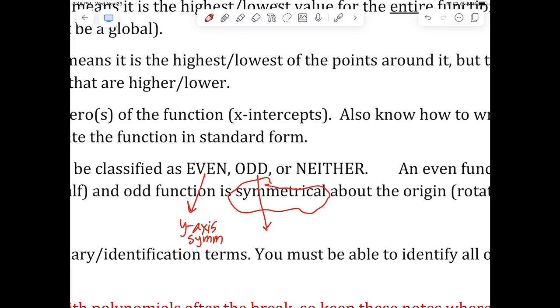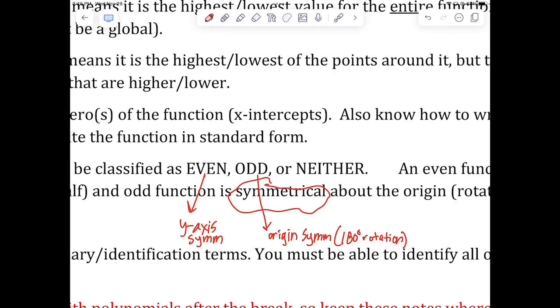An odd function is like x cubed. It has origin symmetry. And remember, origin symmetry is your 180-degree rotation. So like our parent function x cubed, that was an origin symmetric function. If you spun it around 180 degrees, it looked exactly the same. It was the same graph, exactly the same graph.